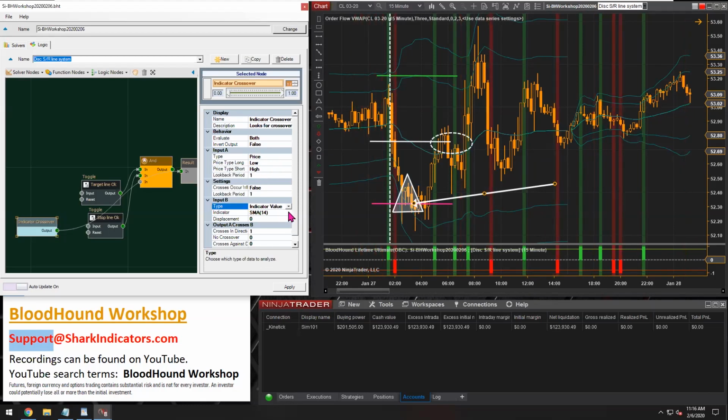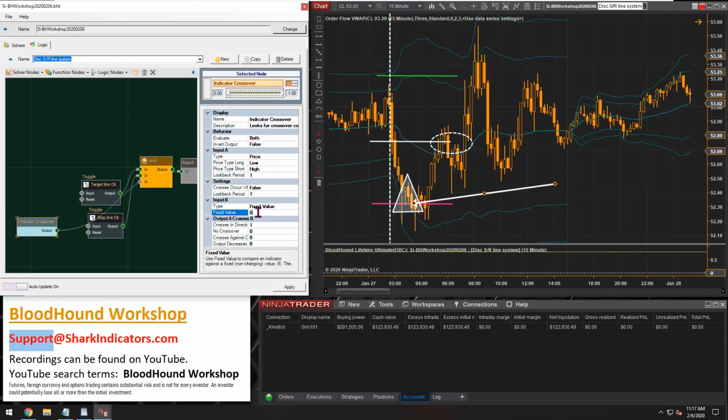Now input B, that's going to be our discretionary stop line value here. I'll just call this the stop line. I need to put a value in there. So let's see, 52.32.